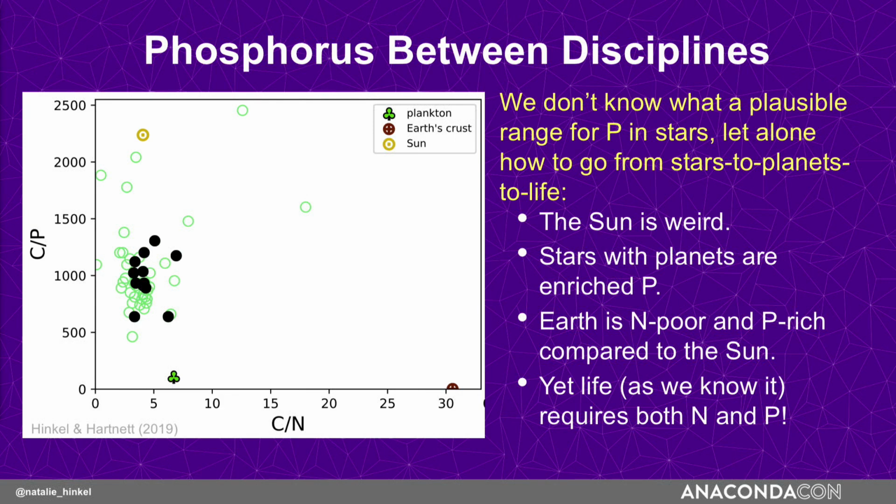So this is the plot that you're seeing. The green are just stars, the black are stars with planets. The yellow circle at the top is the sun, and what you're seeing at the very bottom down here, yeah, that's the Earth. That's plankton in the Earth's crust. We can't tell very much from this. We know that the sun looks totally nuts compared to other stars and compared to other stars with planets. We know that stars with planets are enriched in phosphorus.